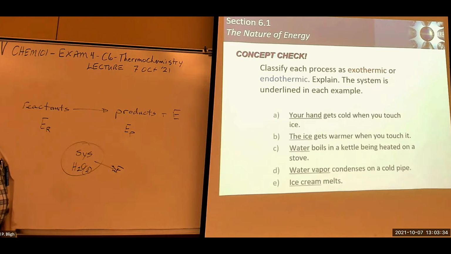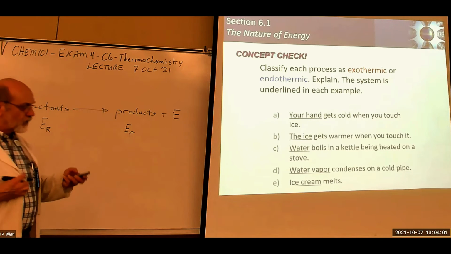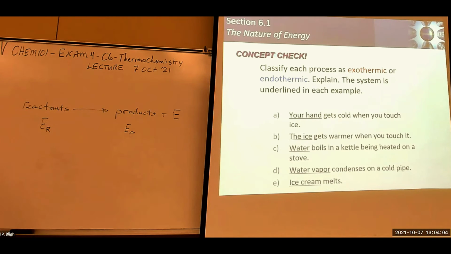Okay. Now, how about this one? We're going to make it a little more difficult, but not too difficult. In other words, we're actually going to define the system for these possibilities. So in this case, your hand gets cold when you touch ice. And we're saying your hand is the system, and the ice is your surroundings. So what happens? Which way does the heat flow? From your hand to the ice, right? So that's an exothermic process.